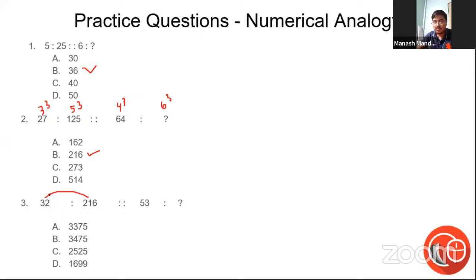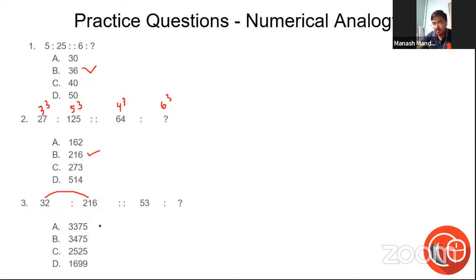This is a small digit, 32, and this is a big digit, 216. So obviously it will be either by adding something to this 32, or by multiplying this 32 with something, in order to get this 216. So you have to get a crisp, exact logic in order to find out the answer.